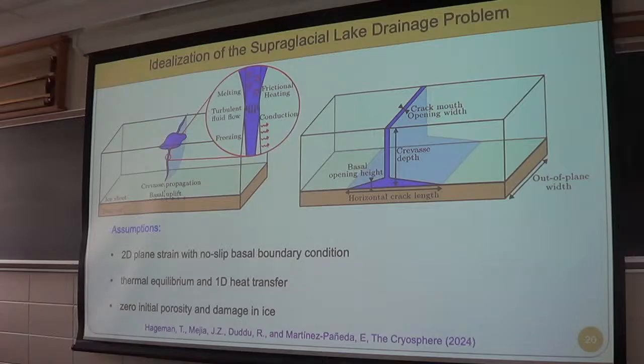but we still incorporate frictional heating, turbulent flow, freezing, and heat transfer through conduction, all that, using very simple assumptions like thermal equilibrium and 1D heat transfer in the horizontal direction and so forth. So all this work was published last year in this paper in The Cryosphere, which was selected as the EGU editor's highlight. So kudos to Tim Hockman, who's at Oxford, for setting it up so well.